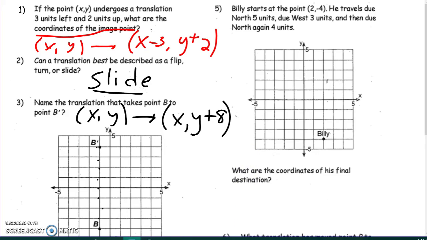Billy starts at the point due -4. He travels due north 5 units, due west 3 units, and then due north again 4 units. Okay, so due north would be up 5, so 1, 2, 3, 4, 5. Then due west 3, 1, 2, 3. And then due north again 4, 1, 2, 3, 4. So here's Billy's new location, and that is at the coordinates -1, 5.